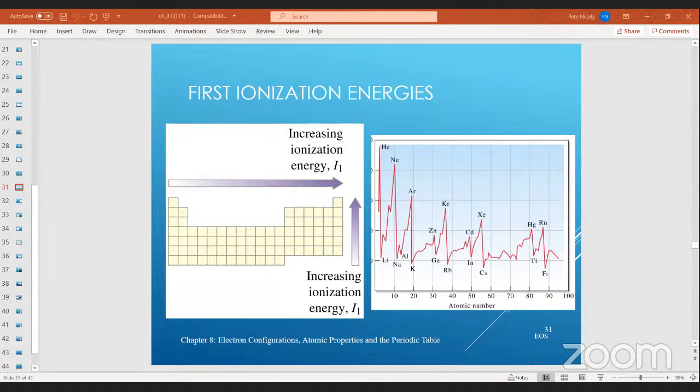In order to explain this, I'm going to go to my writing pad. What this is showing you is I just wrote down the electron configurations of beryllium and boron, firstly. And then I'll explain.